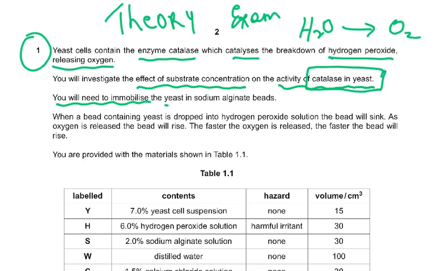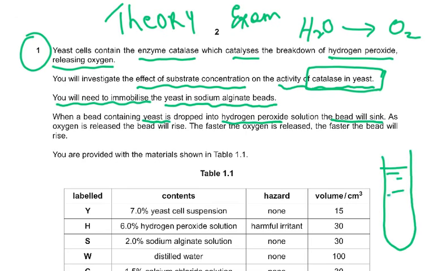You will need to immobilize the yeast in sodium alginate beads. When a bead containing yeast is dropped into hydrogen peroxide solution, the bead will sink. So this is the hydrogen peroxide. Now remember, hydrogen peroxide is the substrate here because the enzyme catalyzes the breakdown of hydrogen peroxide. So hydrogen peroxide is the substrate. So we've got hydrogen peroxide here.